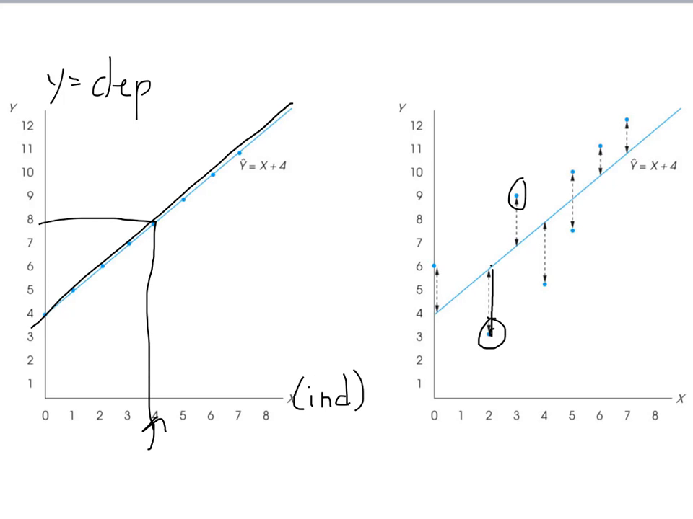This person who got 2 actually scored 3 when we would predict that person to score a 6. So we have errors in prediction, and the farther the points are from the line, the more errors in prediction we have. The higher the correlation between x and y, the closer these points would be to our line.